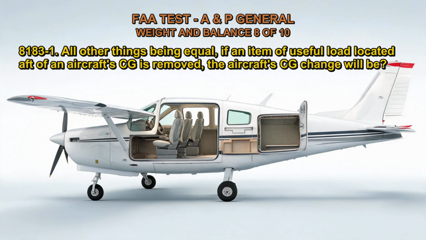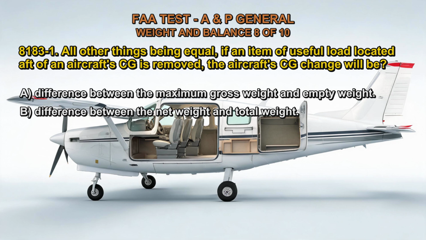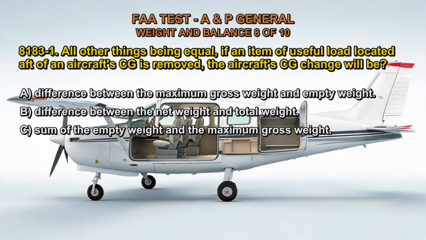8183-1. All other things being equal, if an item of useful load located aft of an aircraft CG is removed, the aircraft CG change will be A. Difference between the maximum gross weight and empty weight. B. Difference between the net weight and total weight. C. Sum of the empty weight and the maximum gross weight. The correct answer is B.